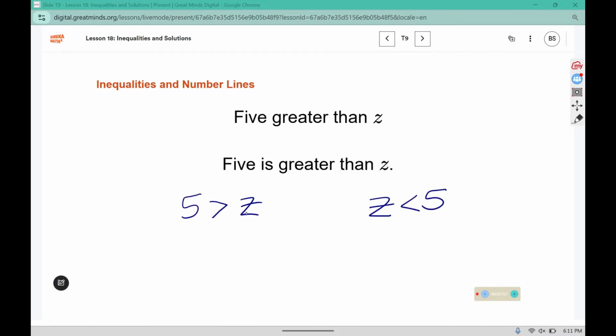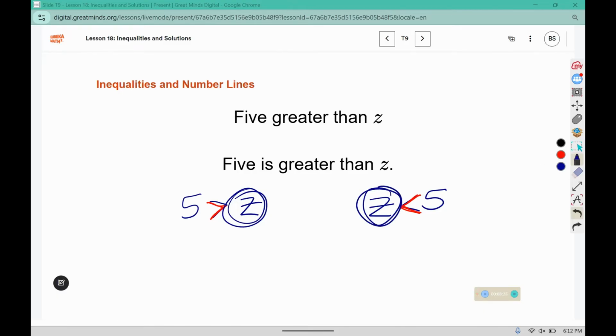Can we interpret these, or do they mean the same thing? This one says 5 is greater than z, and this one says z is less than 5. You can see that the symbol opens towards the 5 in both of these cases. So they do mean the same thing. If 5 is bigger than z, then that means z is the smaller one. This one says z is less than 5, so z again is the smaller one.